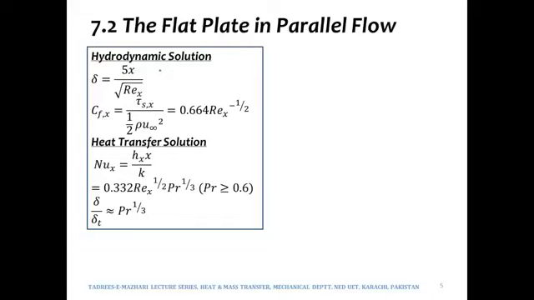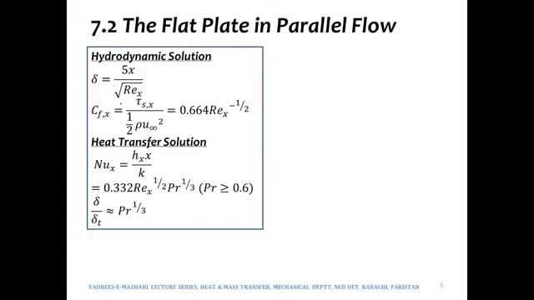So this is the expression using which we can determine the thickness of the boundary layer at any particular location. x is any particular location along the length of the plate, and Reynolds number x means Reynolds number at that particular location, right? Because Reynolds number would have different values depending upon where we are on the plate.